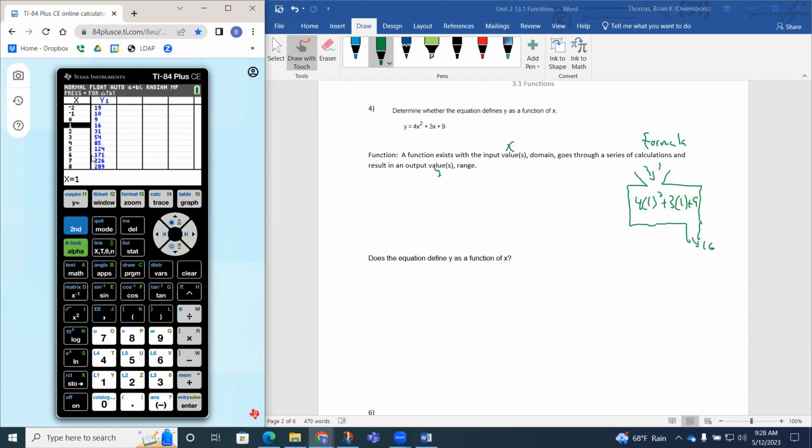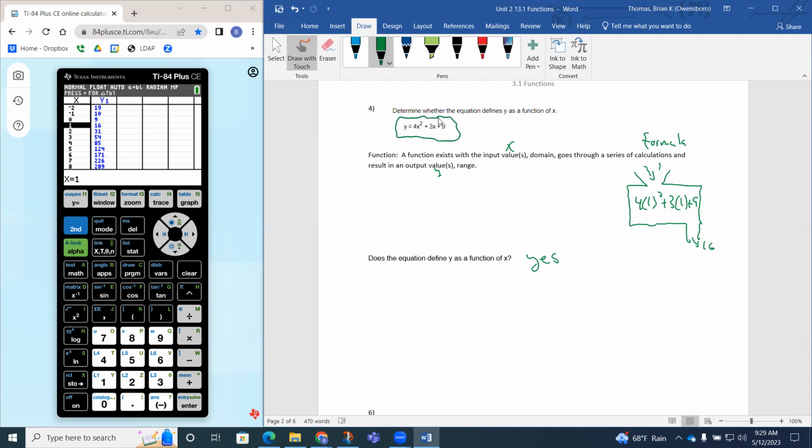So in the end, what we're seeing is, does this equation define y as a function of x? And we would have to say, yes, it does. This is what a function is. So again, the input values are going through a series of calculations, and it's going to result in a y value. And this is the best way to write a function, is in the form of y equals.